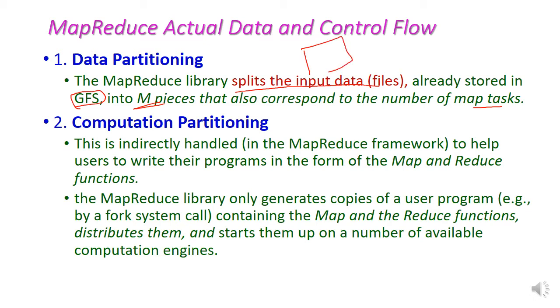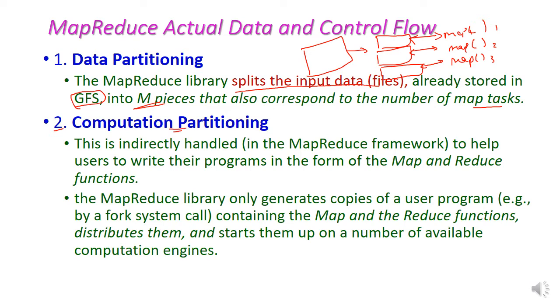Here the input file, a huge file, will be there. This huge file will be split into a number of small blocks or pieces, and the number of pieces should be equal to the number of map functions. Map function 1, map function 2, and map function 3. So the number of pieces should be equal to the number of map tasks.